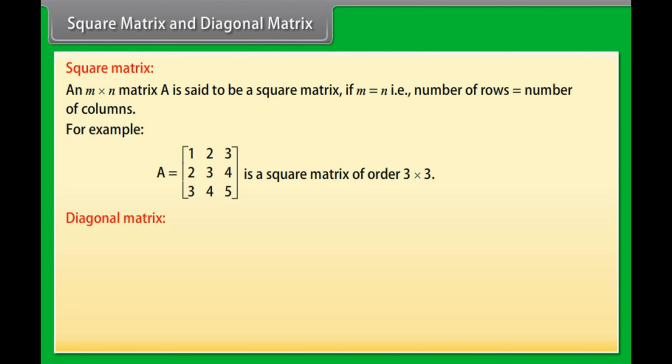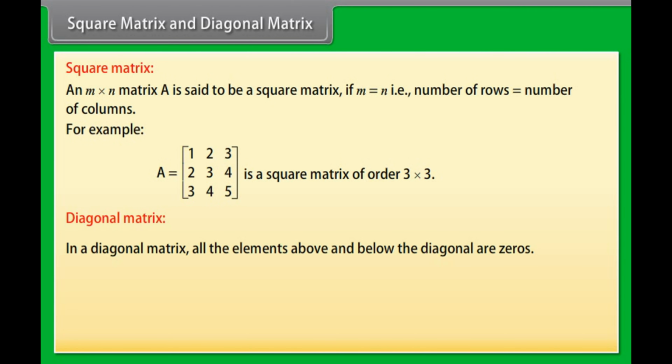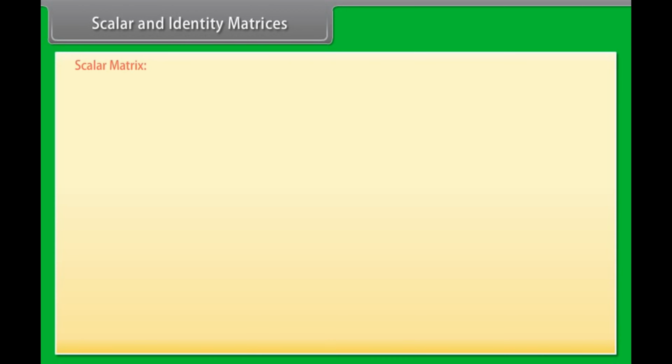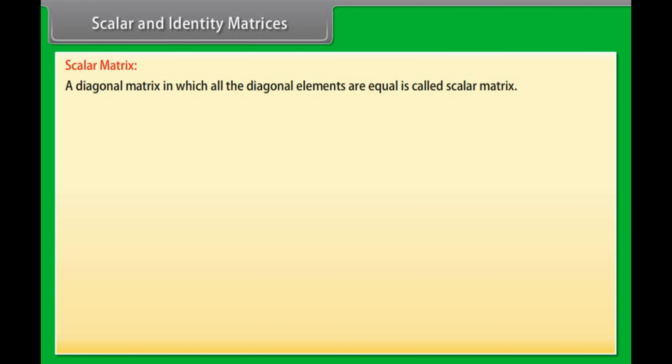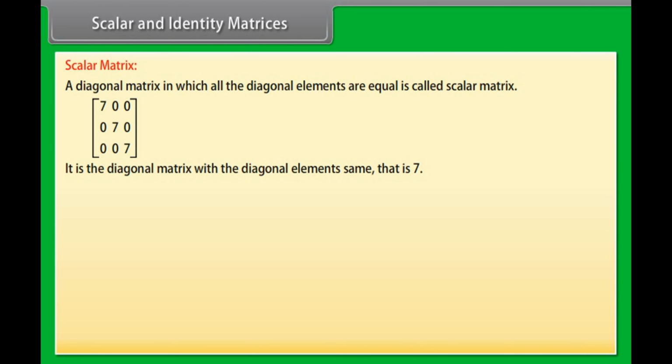Diagonal matrix. In a diagonal matrix, all the elements above and below the diagonal are zeros. For example, B is a diagonal matrix. Scalar and identity matrices. Scalar matrix. A diagonal matrix in which all the diagonal elements are equal is called scalar matrix. Look at this matrix. It is the diagonal matrix with the diagonal elements same, that is 7. Therefore, it is a scalar matrix.